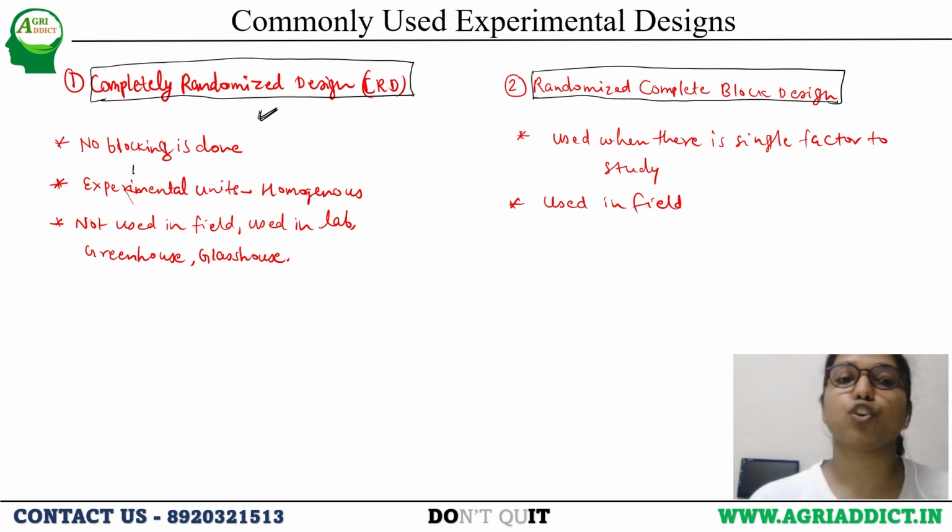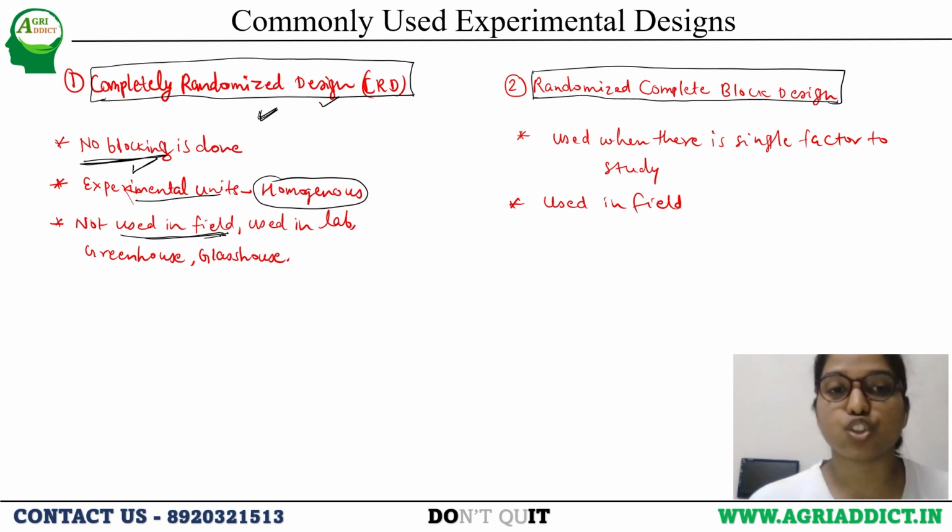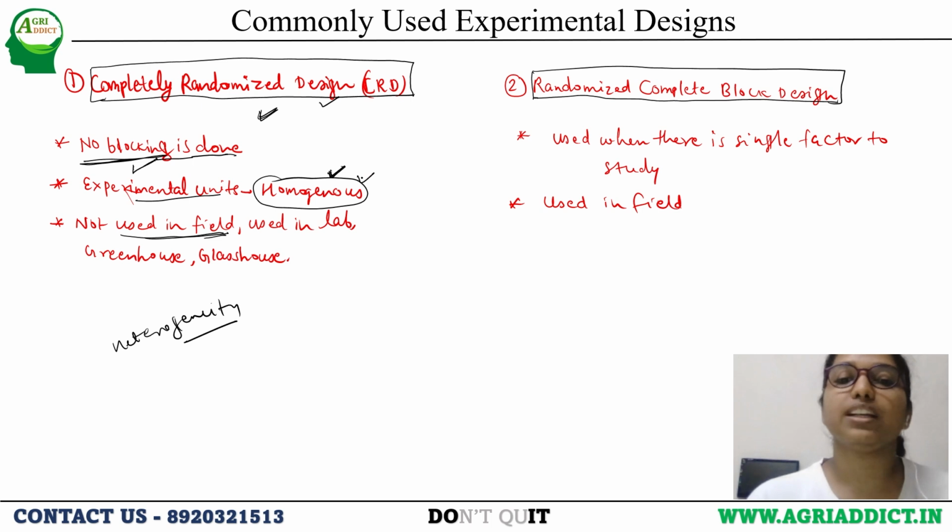In completely randomized design, the most important character is that no blocking is done. Here blocking is not required because the experimental units are homogeneous. Completely randomized design is not used in field. If it is not used in field, it means it is not having any kind of heterogeneity. The experimental units will be homogeneous. If homogeneous, then no blocking or local control is needed. Because in the previous slide we studied that local control is needed where there is heterogeneity. If we are saying that homogeneity is there, then we need not do blocking, because we do blocking only to reduce heterogeneity.